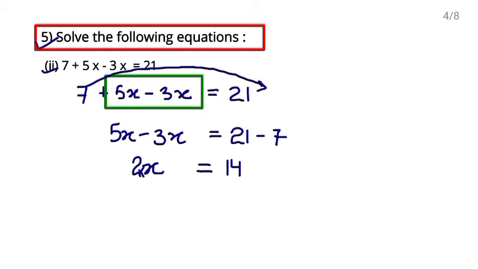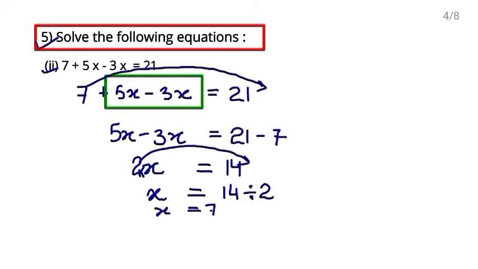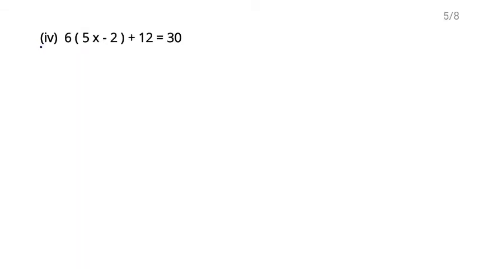So to find the value of x, you will move this 2 to the other side. On the left hand side, this 2 was in multiplication. After moving to the other side, this will be in division. जैसे ही side change होगी ये division में convert हो जाएगा. So 14 divided by 2 is 7. So the value of x is 7. This is your answer.